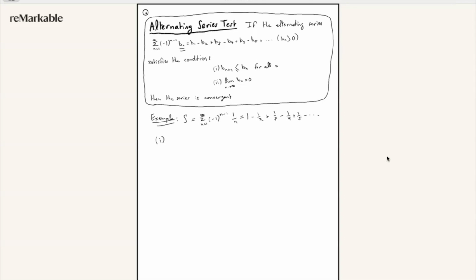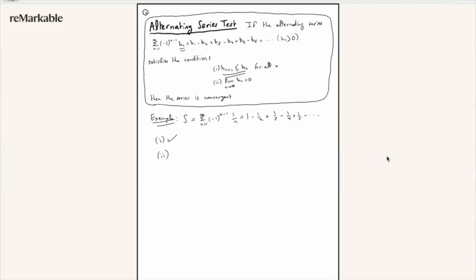which is this one: b of n plus 1 is smaller or equal to b of n for all n. And this just means that the term b of n can't increase from one term to the next. So here b of n is 1 over n, and we know that that's just 1 and then 1/2 and then 1/3 and then 1/4 and so on. So that's always decreasing. So we know that the first condition is satisfied.